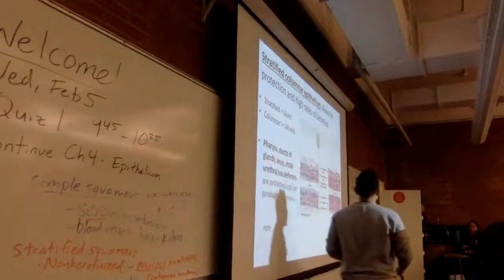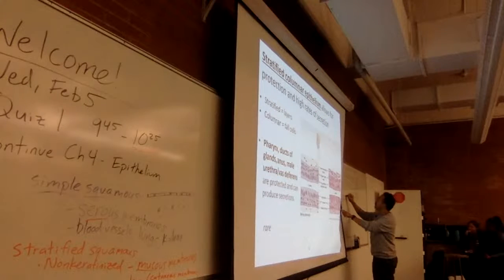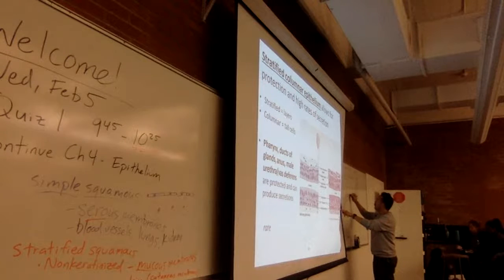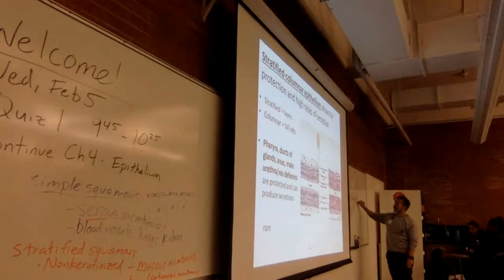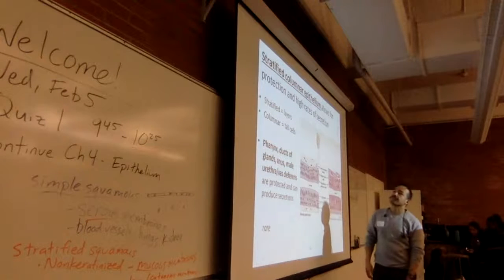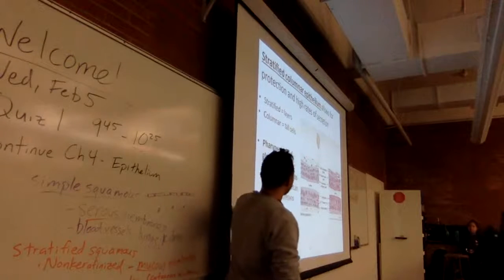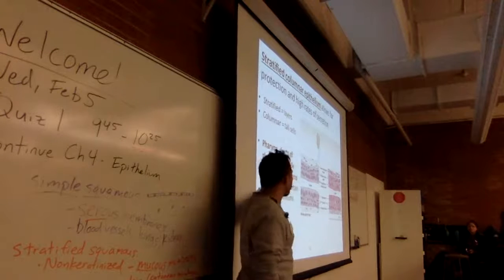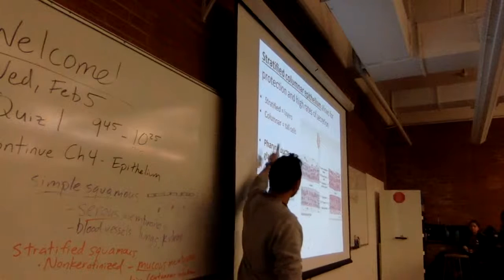Stratified columnar, also not as common like stratified cuboidal. So again, it's just more than one layer, usually only two. You don't have many layers stacked on top, like 2 to 3 layers. You find this in not many places. By being layered, they allow for protection, and by being larger, they can produce secretions. So it's certain ducts also.